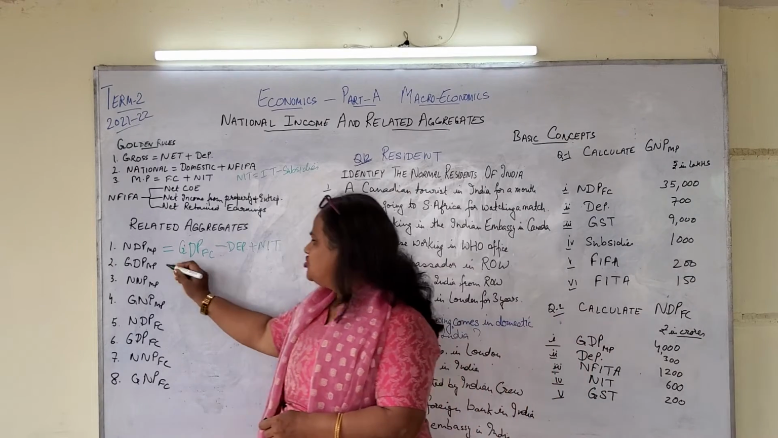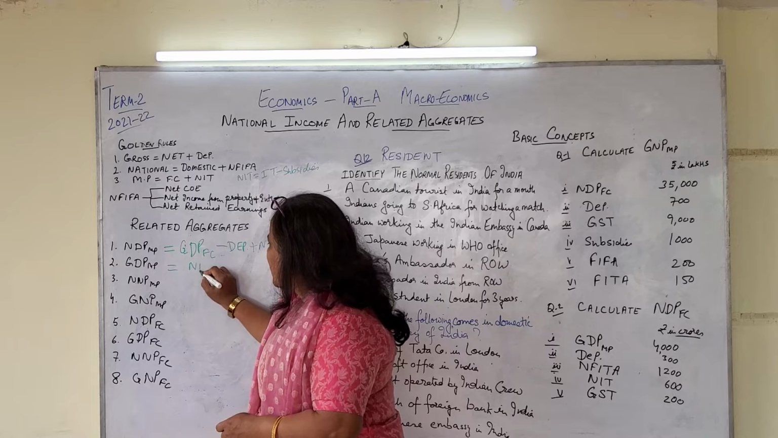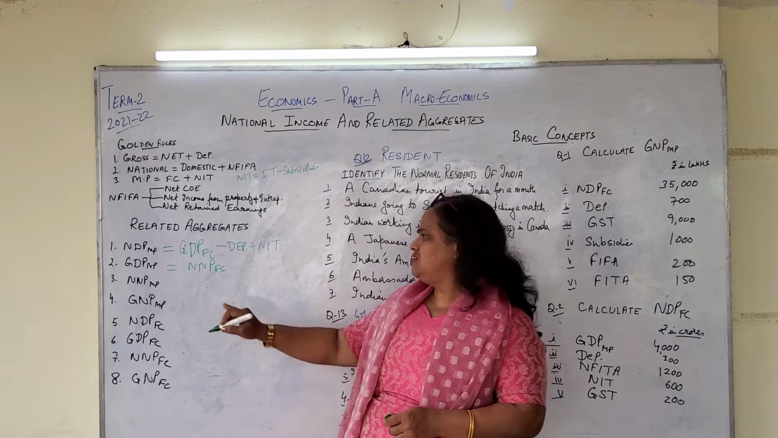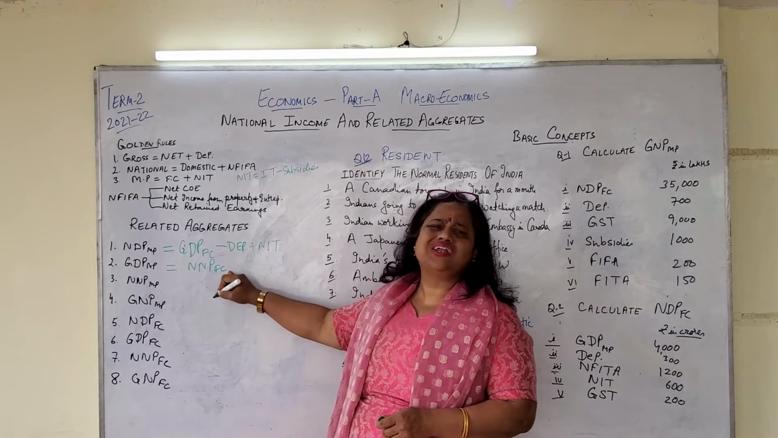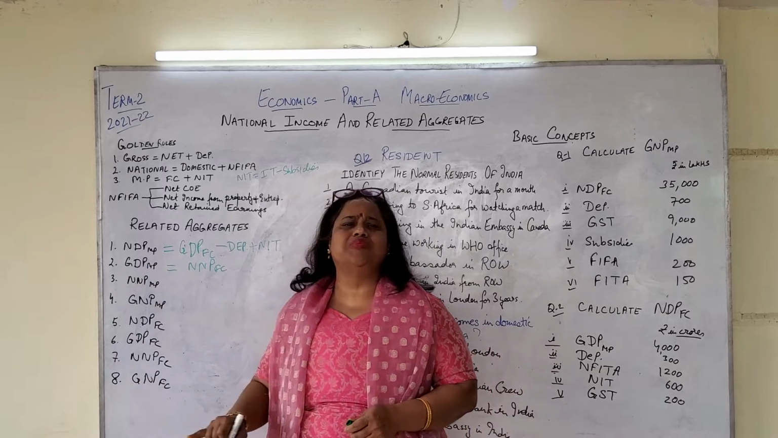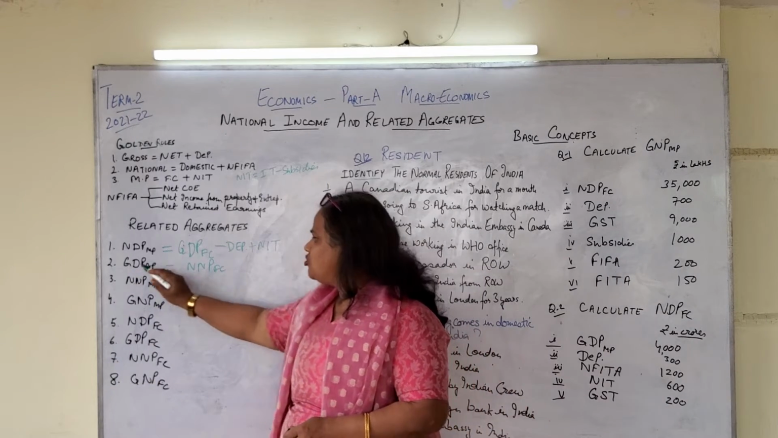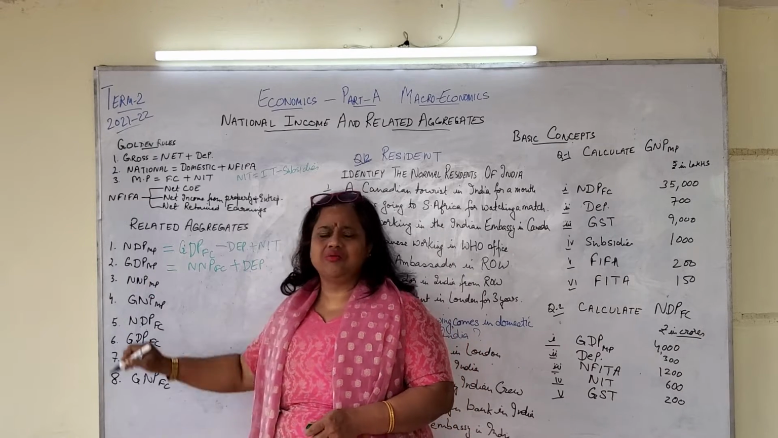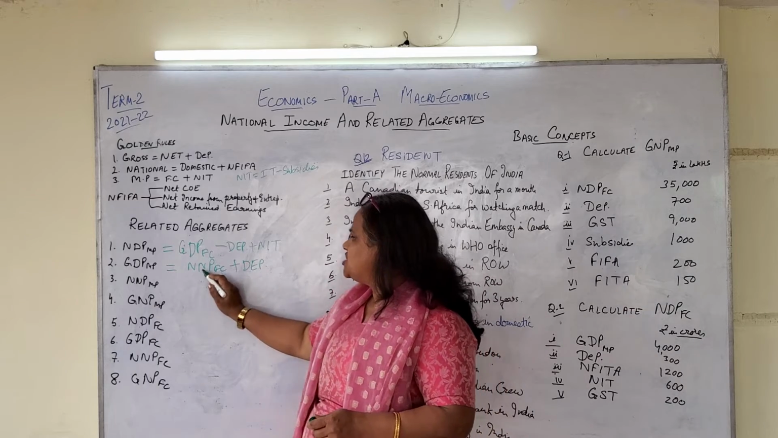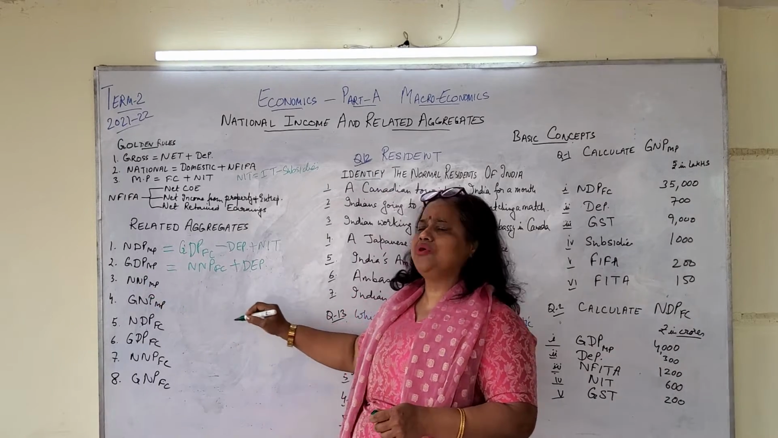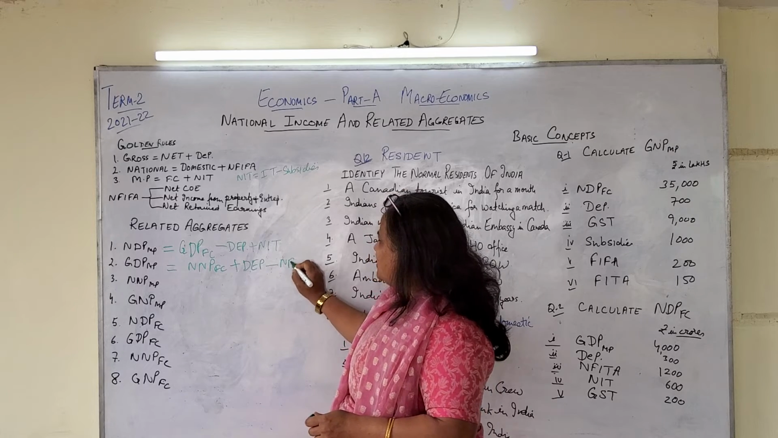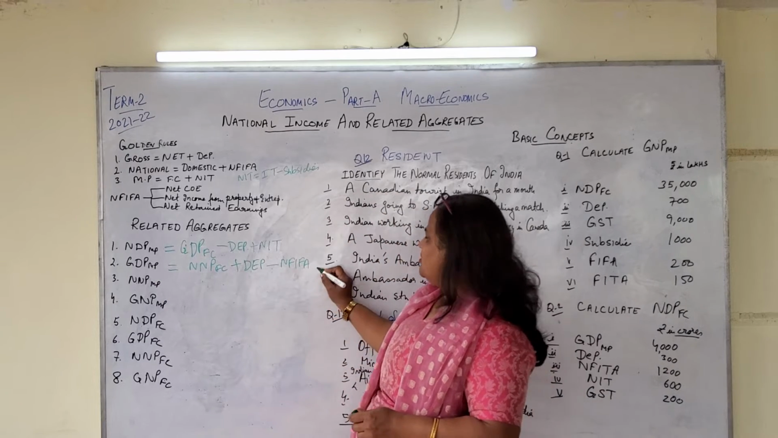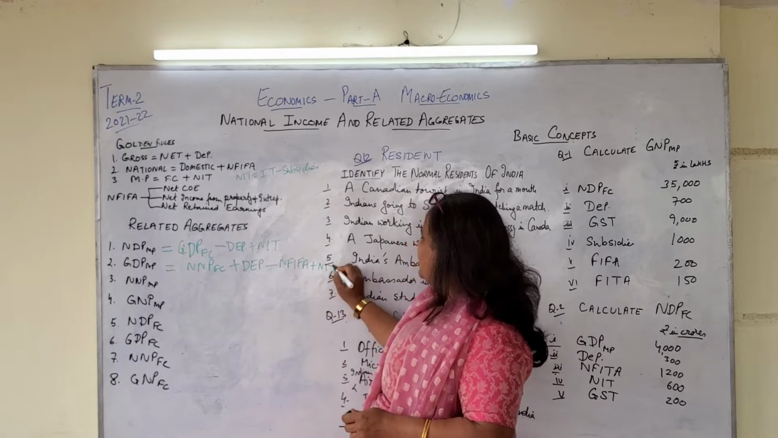Now suppose NNP at FC is given, and you have to calculate GDP at MP. Net national product at factor cost is given, and you have to convert it to GDP at MP. How do you go from net to gross? Plus depreciation. Then from national to domestic, you have to find domestic from national, so minus net factor income from abroad. And then how do you go from factor cost to market price? Plus NIT.